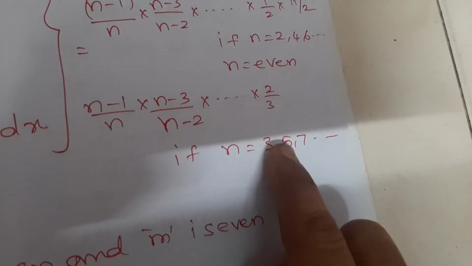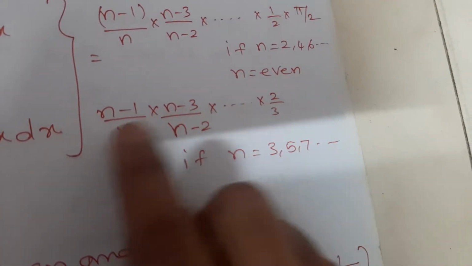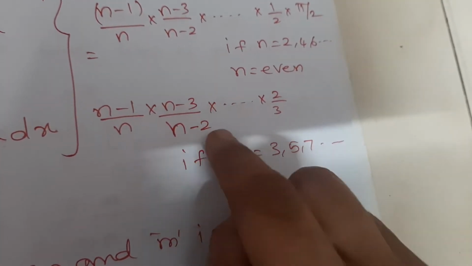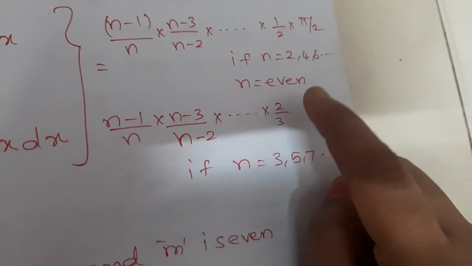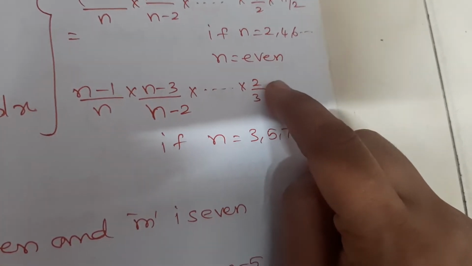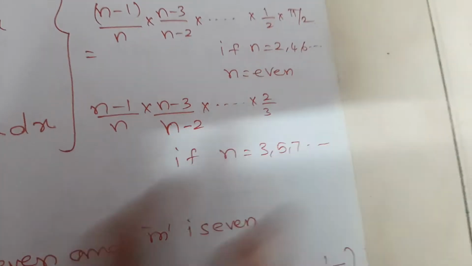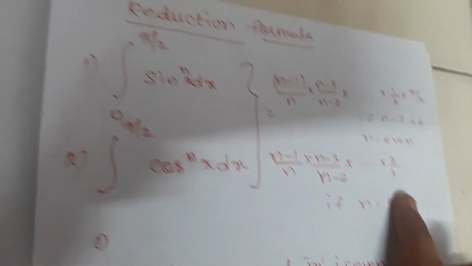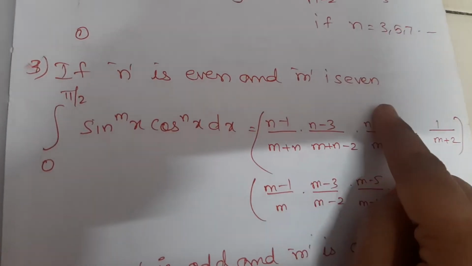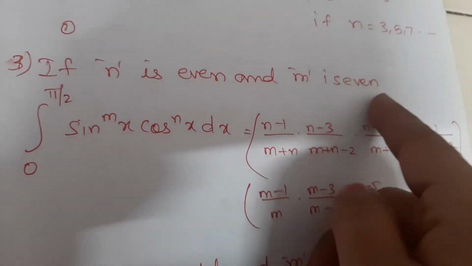If n is odd, you have to write the reduction formula (n minus 1) by n, (n minus 3) by (n minus 2) into dot dot dot. If you get 2 by 3 as the last term, then you need to stop there, then the reduction formula is over.